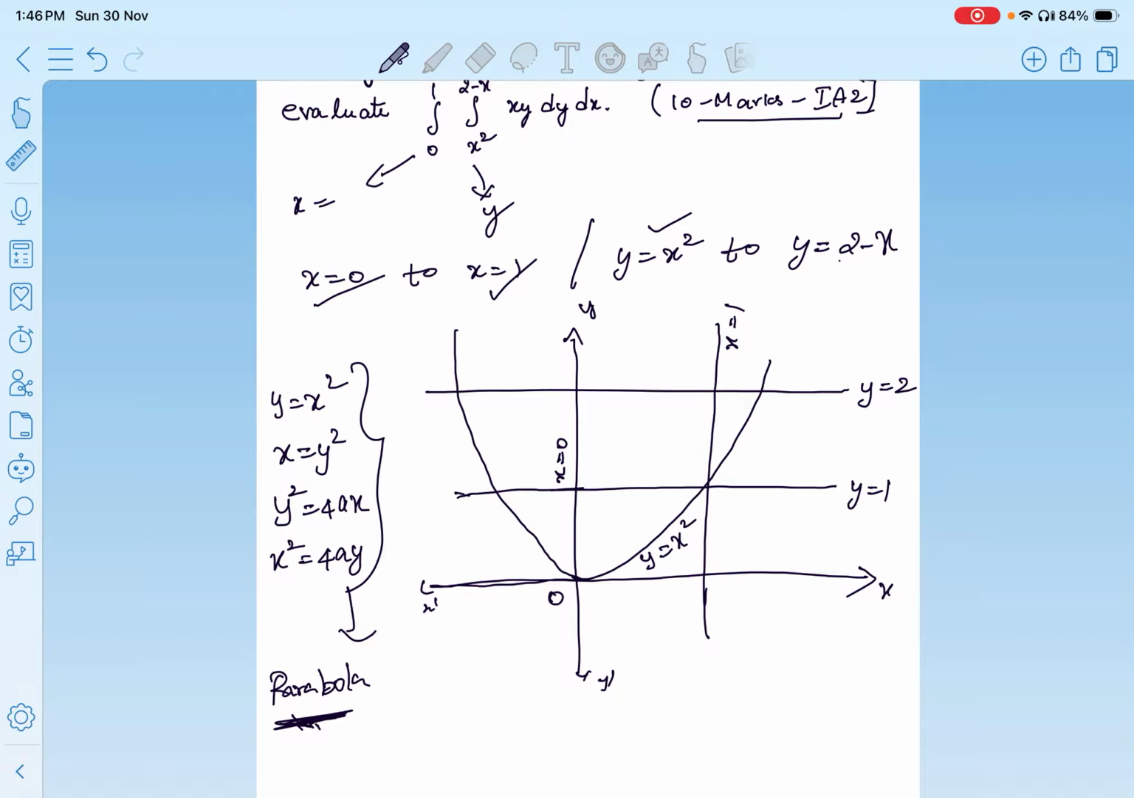As you can see here, y equal to 2 minus x, which means the value is going to reduce. So this is y equal to 0, this is y equal to 1, and this is going to be y equal to 2. From y equal to 2, minus x means you are reducing. So this line is going to fall on this. This line represents your y equal to 2 minus x. This is how we have to draw a diagram using the integration.